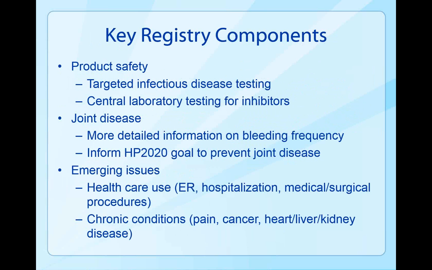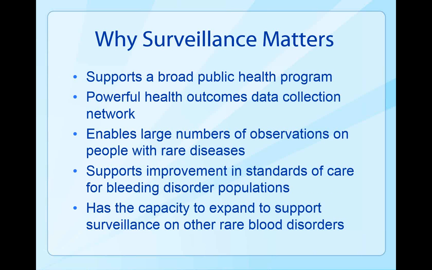It continues to have key registry components, including product safety with targeted infectious disease testing, and we've also expanded now to central laboratory testing for inhibitors, which is an antibody to the products and is a big product safety issue these days. In terms of joint disease, we're collecting more detailed information on bleeding frequency to help inform the Healthy People 2020 goal to prevent joint disease, and some emerging issues in terms of healthcare use and chronic conditions. As the hemophilia population is aging, they are developing more chronic conditions, and we needed information on this.